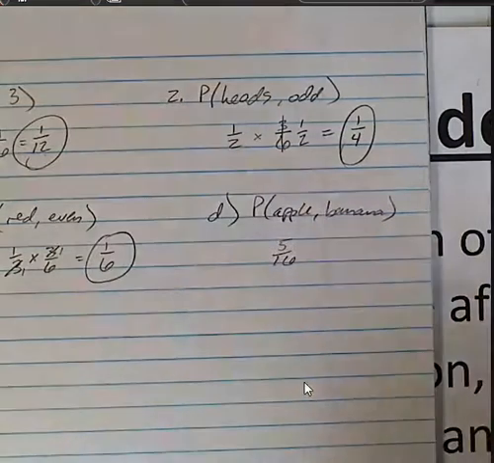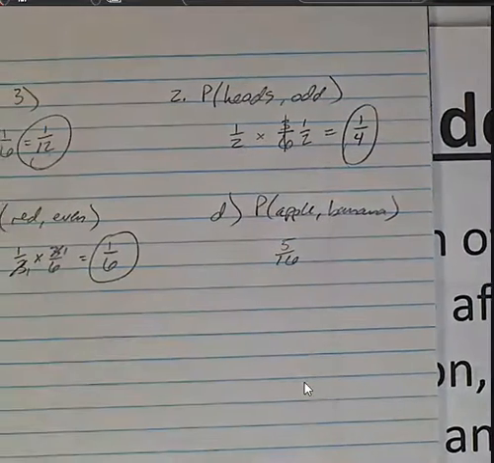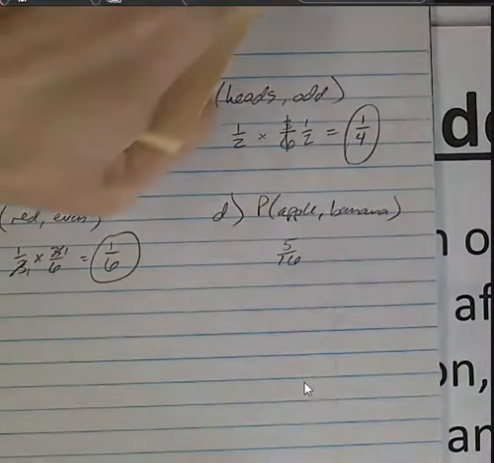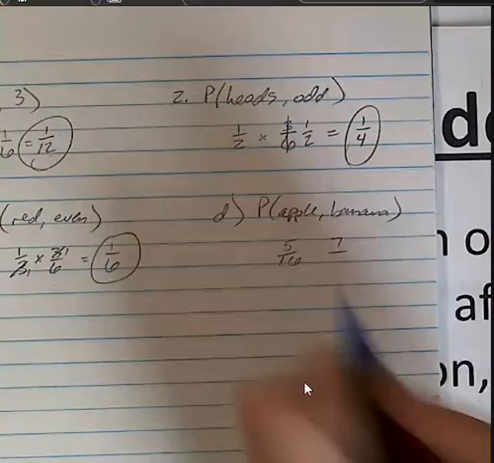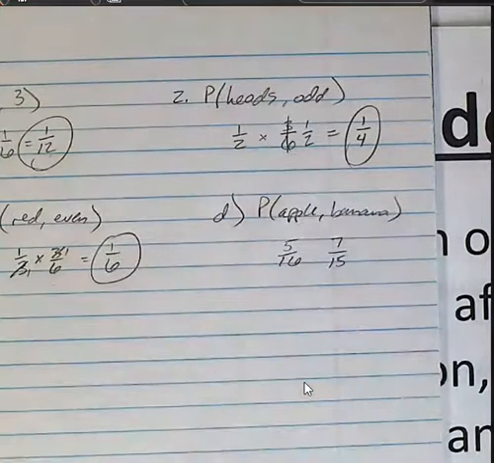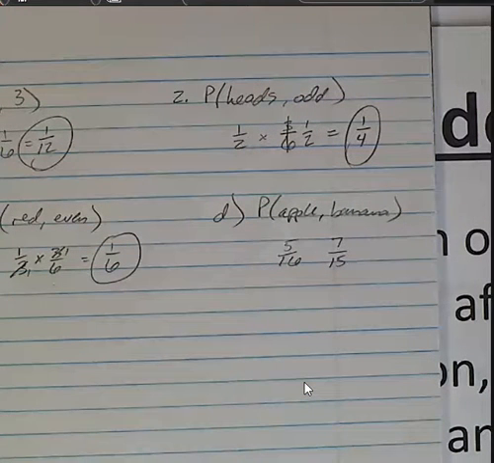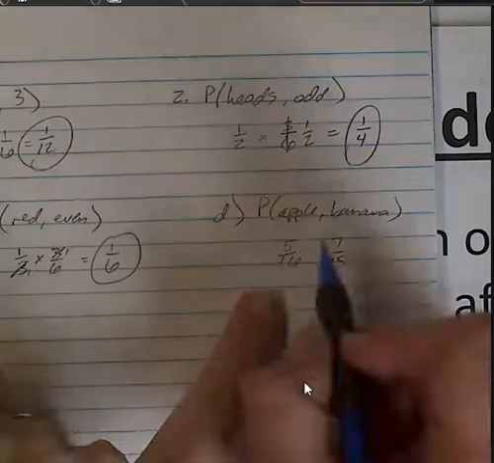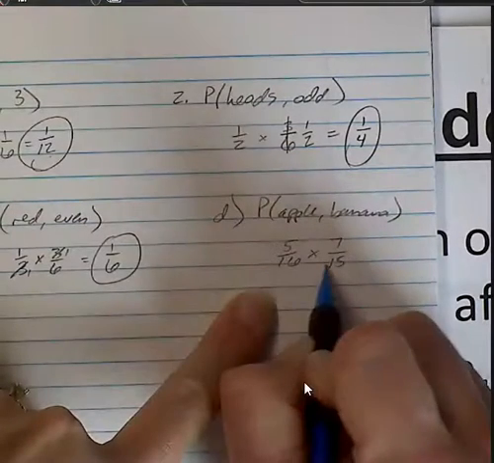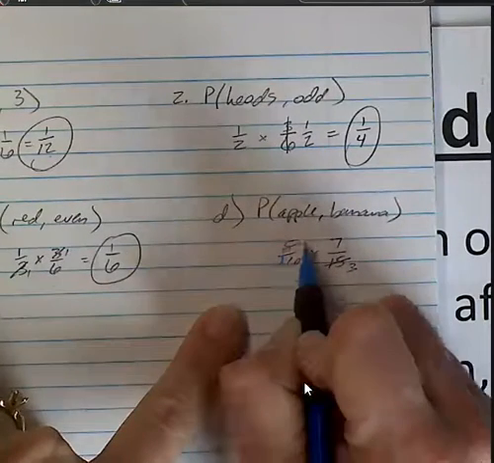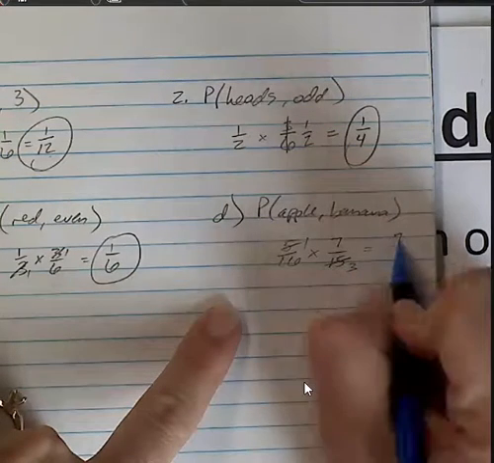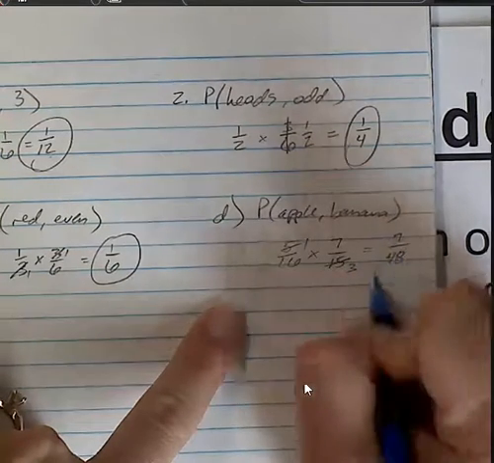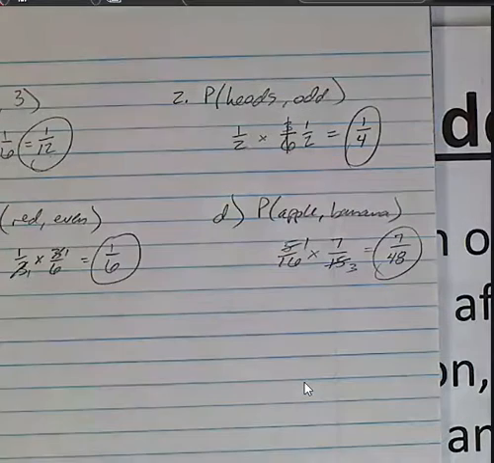If I am now hanging on to that apple, how many bananas are in the bowl? There's still 7, but how many pieces of fruit are in the bowl? 15, and so sometimes the numerator changes and sometimes it doesn't. The denominator in a dependent event does change. What am I doing with my fractions? I see a common factor of 5, and that's it, right? 7 out of 48, correct me if I'm wrong. We're good?